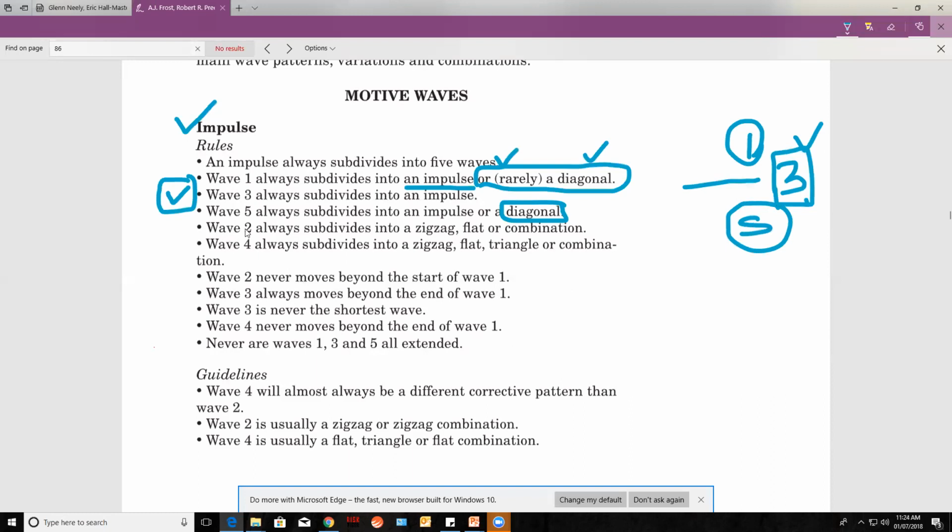There is also a rule: wave 2 is always subdivided into a zigzag, flat or combination. We will go through that. And wave 4 is always subdivided into a zigzag, flat or a combination.